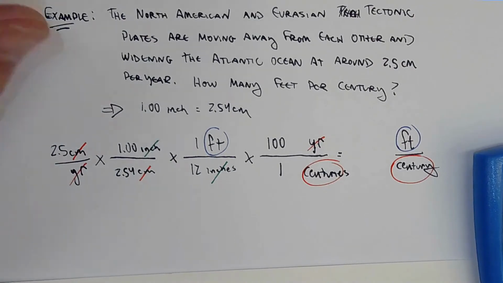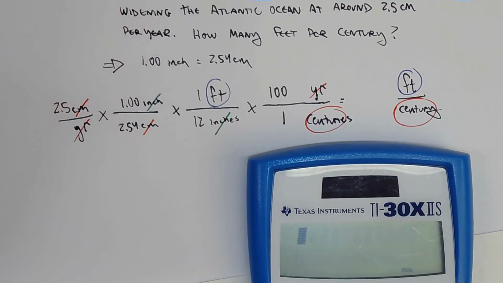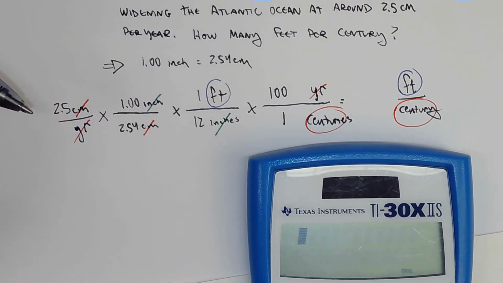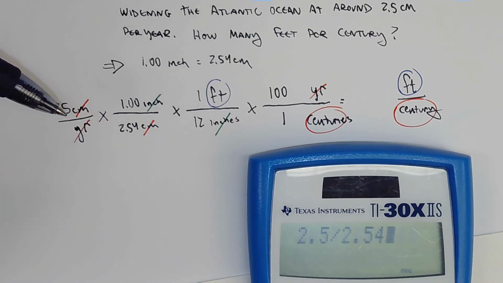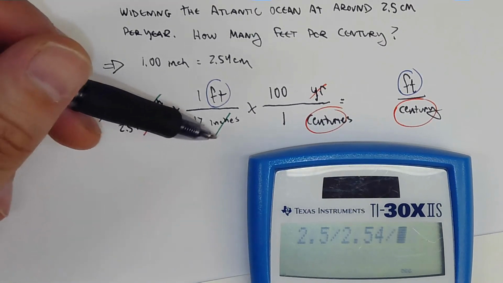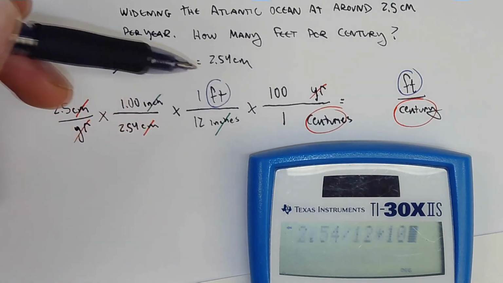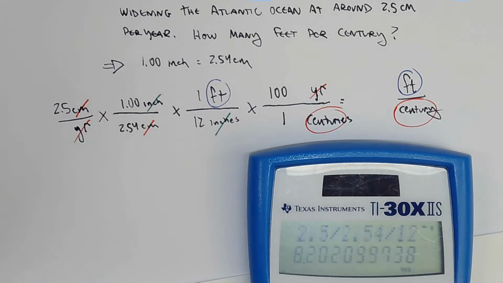But the calculation should be moderately straightforward. I'll give you a view of what's going on in the calculator. Remember, if it's on the bottom, you divide. If it's on the top, you multiply. So 2.5 divided by 2.54 divided by 12 times 100. You can do it all at once. That's why I said in the last video, don't break this up into 2 steps. Just do it all at once. You just get it done.